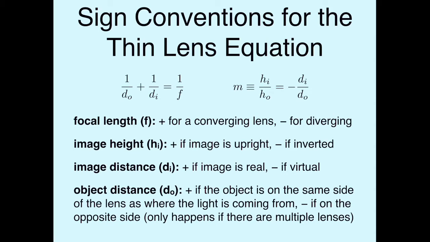Let's think about this one. So there's a sign convention for do, which says if the object is on the same side of the lens as where the light is coming from, then do is positive. It's going to be negative if the object is on the opposite side of the lens as where the light is coming from. So that may sound a little strange. We'll sketch out what this means in a little more detail in a second. But basically, the only time do would ever be negative is if you're dealing with a system with multiple lenses. So if you just have a single lens, then do is always going to be positive, okay?